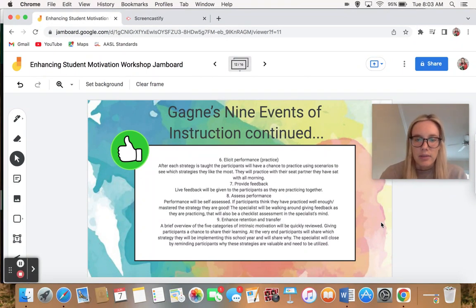And the last one, number 9, we're going to enhance retention and transfer. A brief overview of the 5 characteristics will be reviewed at the very end, and participants will get a chance to share what they've learned and what they found valuable. At the end, the participants will share which strategy they will be implementing in their school this year and why they chose that strategy. It will close by reminding participants why these strategies are valuable and need to be utilized in our schools.